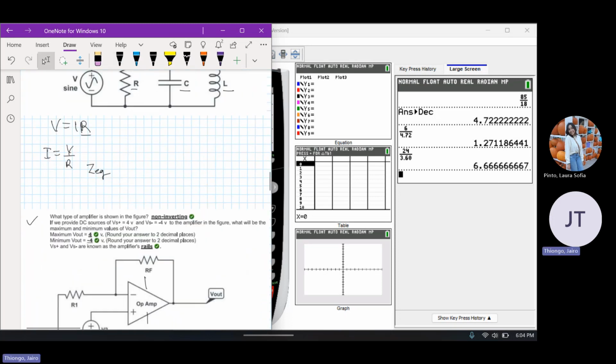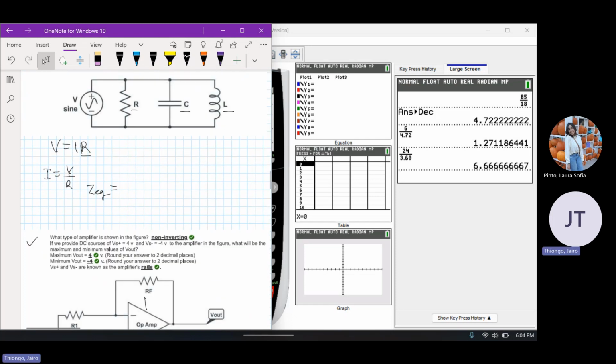For us to be able to find the Z equivalent, having been given the components in parallel, it would be 1 over Z equals 1 over R plus JWC plus 1 over JWL.